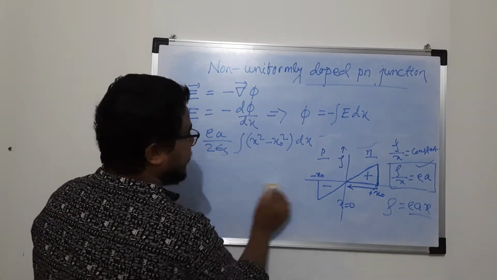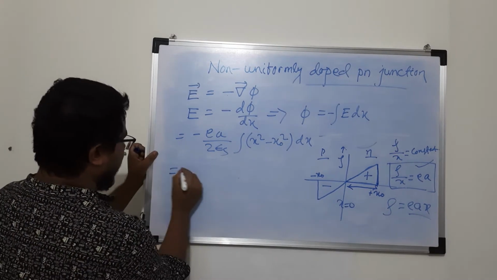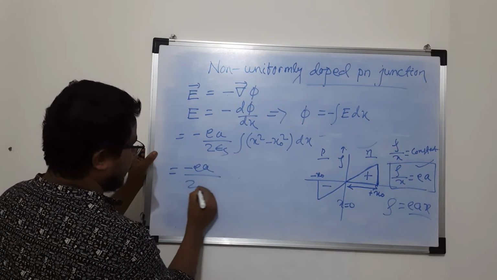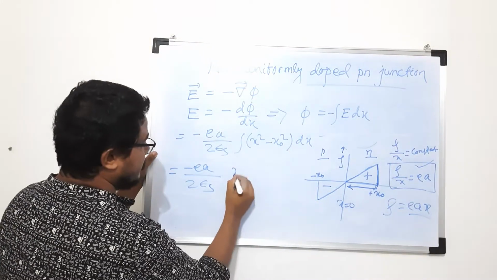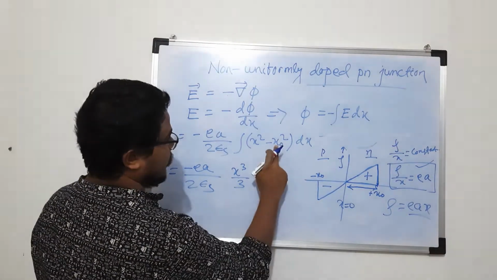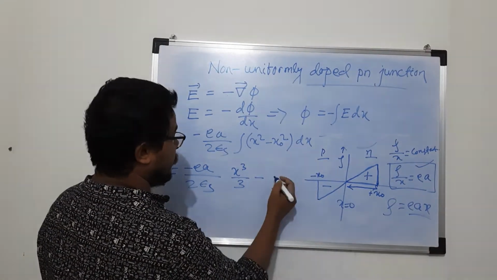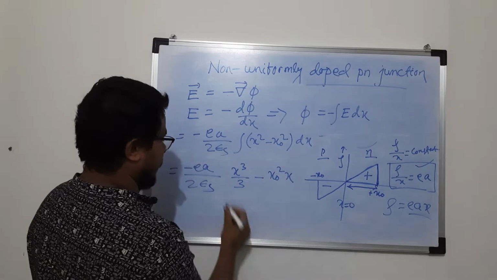Okay, let us now integrate it. If I integrate it, what do we get? Minus EA by 2 epsilon s will be there, right? And then x square dx will give us x cube by 3, right? Minus x0 square dx. When you integrate x0 square dx, the integration will be x0 square times x, right?